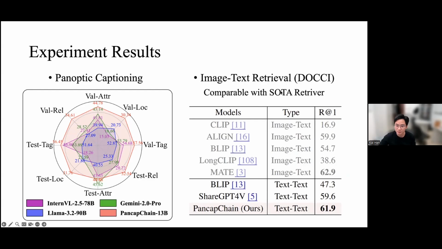We also did some experiments on text to image retrieval. Here are some of the retrieval results using image-text vision language models. We convert the image into text and then look at the retrieval result. And we can see our PanCap chain is getting very close to the strongest image-text alignment model retrieval, which is very encouraging for us.